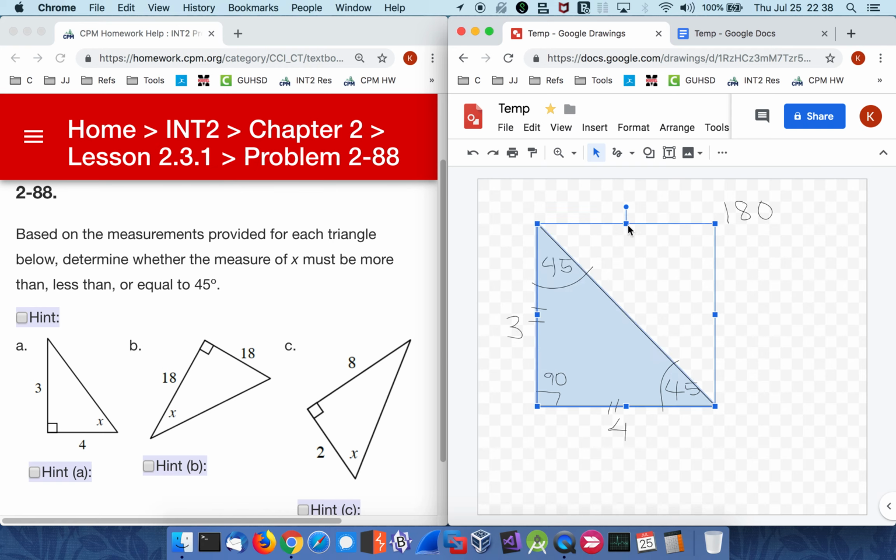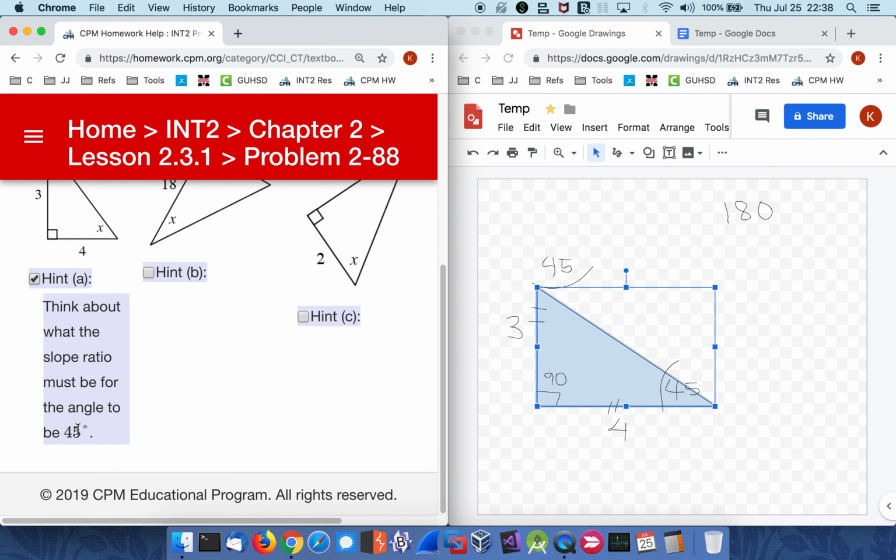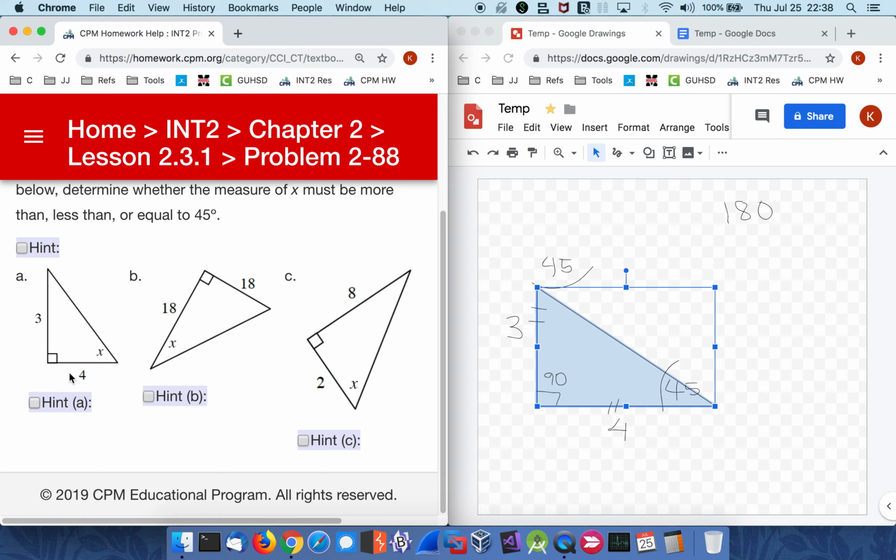So there's equal sides, 45, 45. This side, the left side, gets smaller, and this angle over here gets smaller. So in this case, x would be less than 45 degrees for A. Think about what the slope ratio must be for the angle to be 40. Okay, well, that seems overly complicated. Alright, hopefully this made more sense.